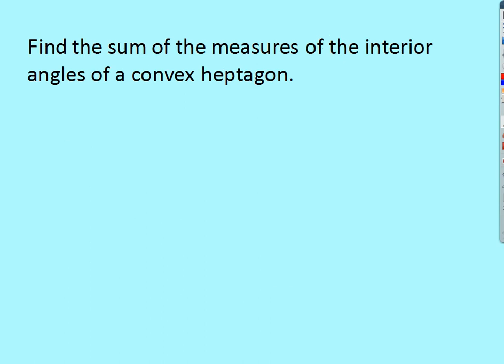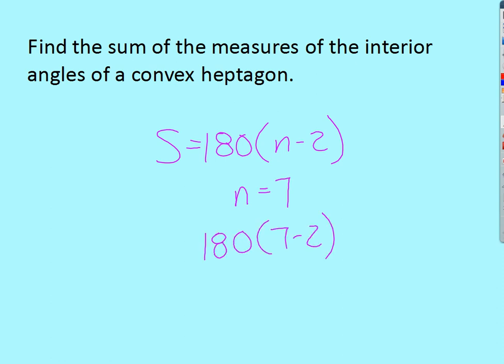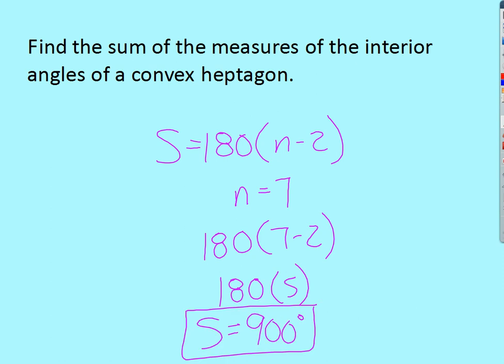So if we need to find the sum of the measures of the interior angles of a convex heptagon, a heptagon has 7 sides. So we're going to do 180 times 7 minus 2. 7 minus 2 is 5. So the sum of our interior angles of a heptagon will always be 900 degrees.